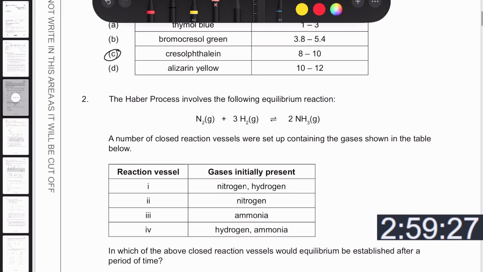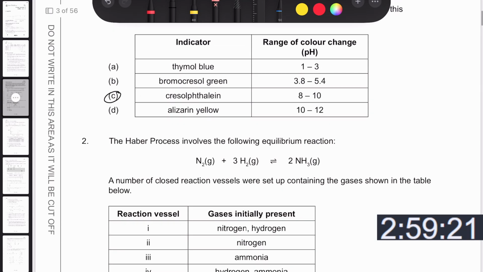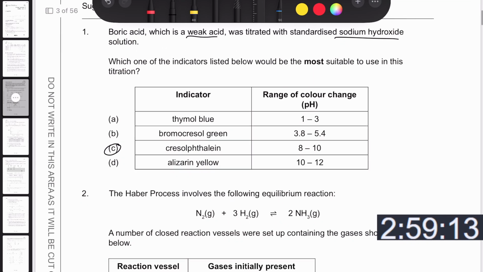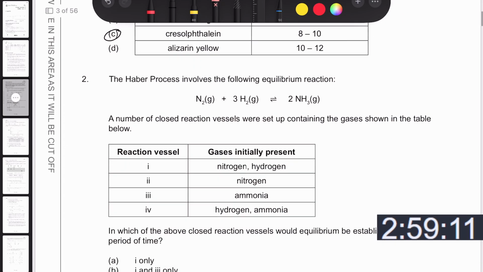The Haber process involves the following equilibrium equation. Should we do 8 to 10 or 10 to 12? Phenolphthalein is 9 to 11, I think. I'm just thinking of 8 to 10.